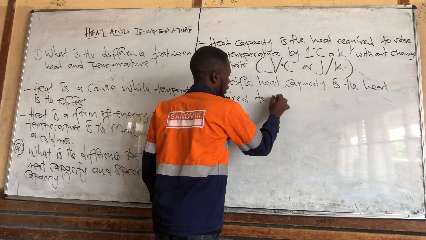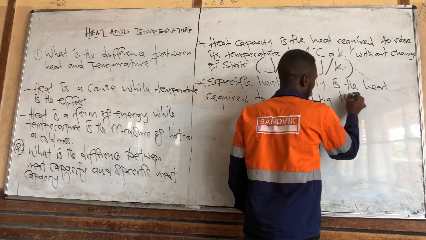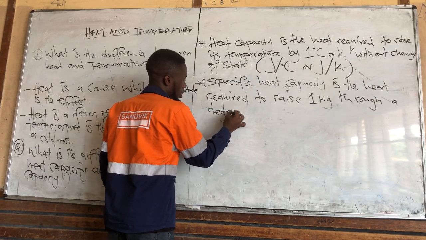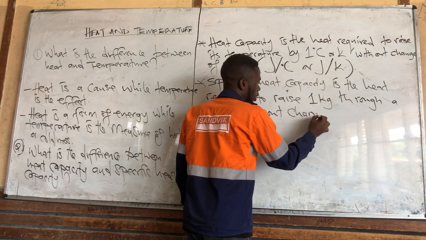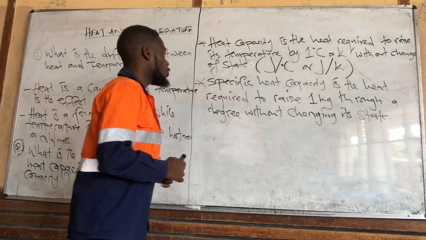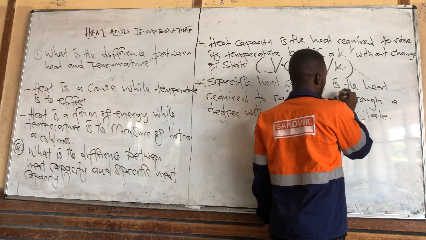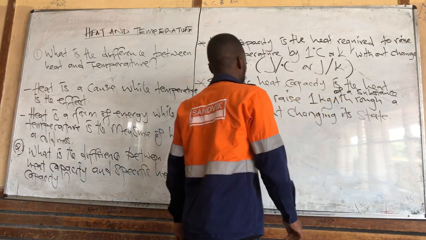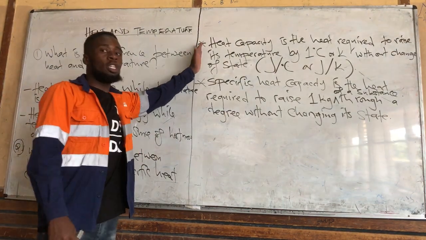required to raise 1 kg of a substance through 1 degree without changing its state. So specific heat capacity of a body is the heat required to raise 1 kg of a substance through a degree, or 1 degree, without changing its state. So this is the difference between heat capacity and specific heat capacity.